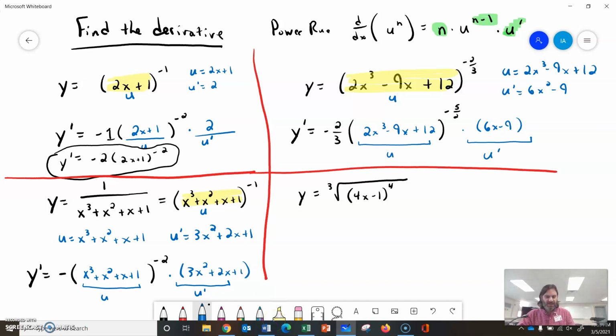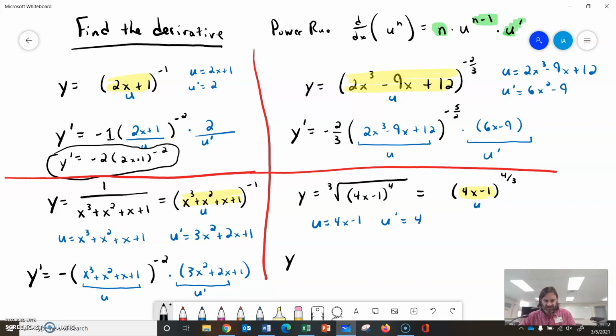Okay. The last example here is the cube root of 4x minus 1 raised to the 4th. So let's rewrite that using an exponent. So it'll be 4x minus 1, the quantity, raised to the 4/3. So we have the same situation. We have something raised to a power. It's more complicated than x, so we'll call it u. Okay, so that'll be my u. So my u is 4x minus 1. My u prime, the derivative of that will just be 4.